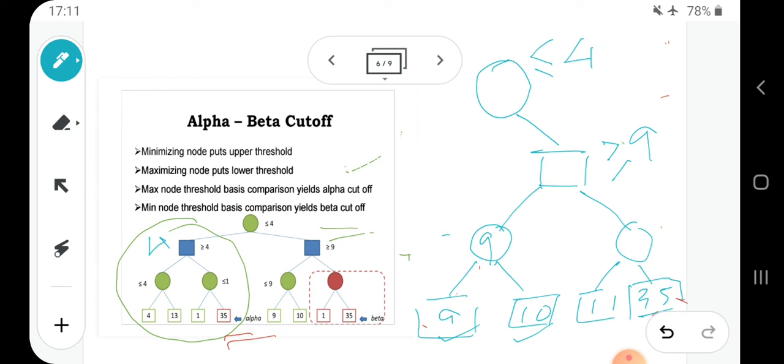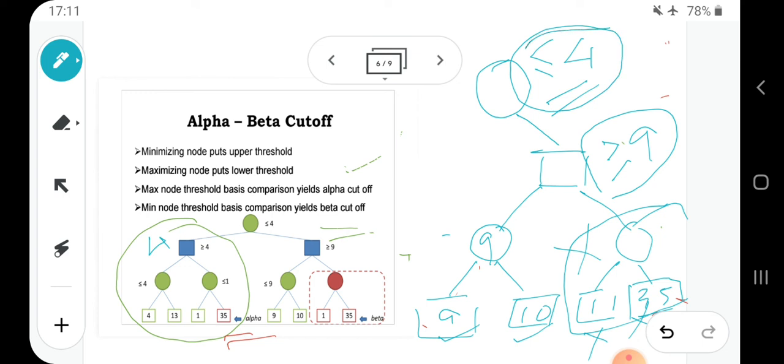So now see carefully, this upper level node has already confirmed some value 4 or less. This option is no way returning anything lesser than 9. So it is meaningless to check this particular portion. It is meaningless. So we won't check this and this, the leaf nodes. We will not evaluate 1 and 35. How did we decide that? With respect to this reference of the minimizing node.